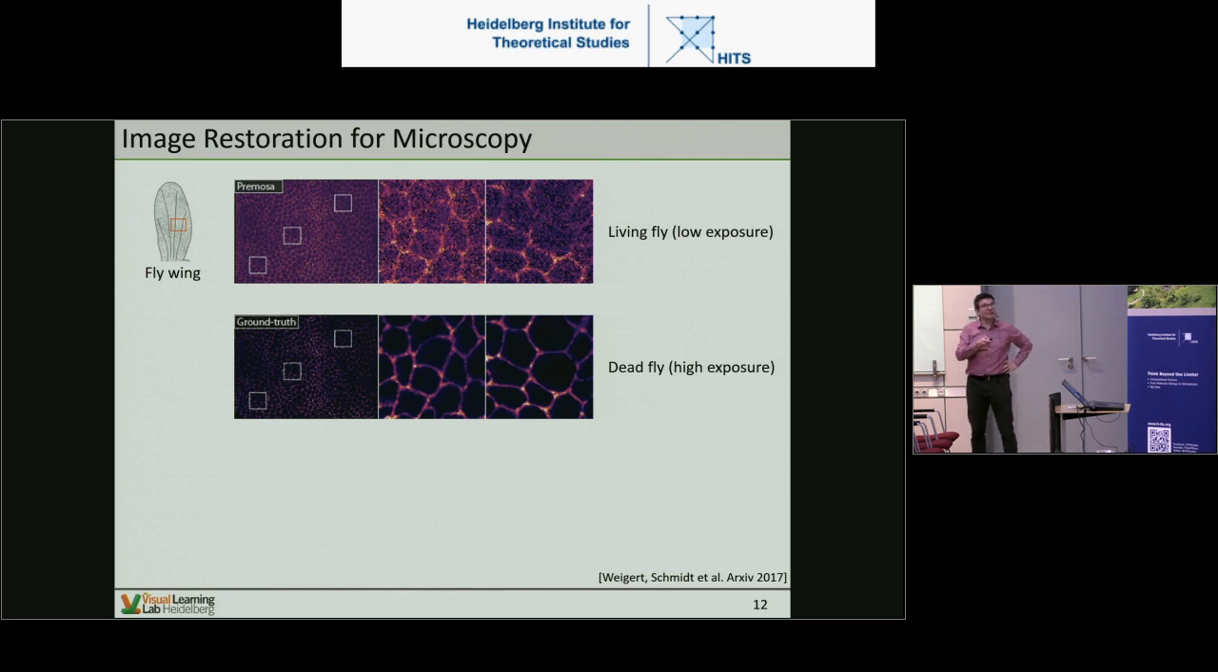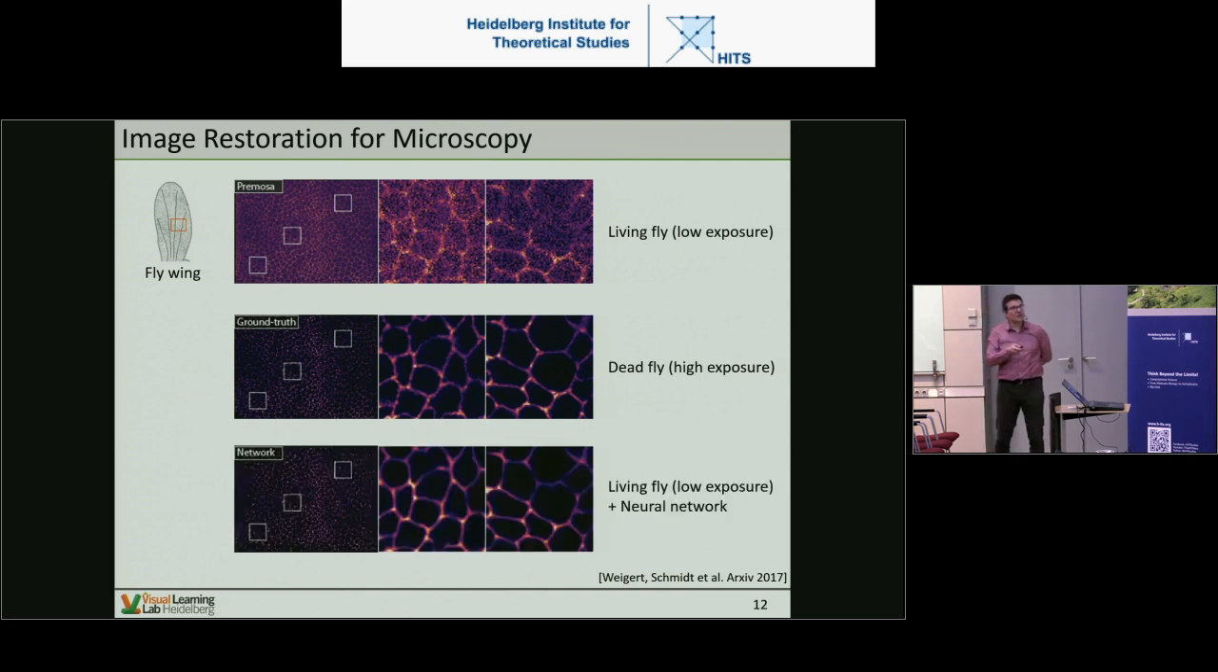But obviously, when you take this, you want to have the living fly, because then you can take even movies of this fly wing during development. So now it's a very simple thing, but for neural networks, you can take these ones here as training data. So this is the input to the network, and this is the output of the network.